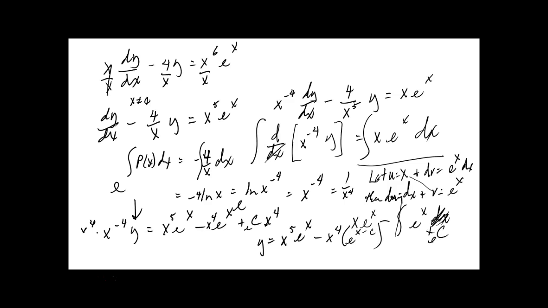Oh, there it is. Okay. No, they left it as the way I did the first time. They left it just like this. y is equal to this thing here. x to the fifth, e to the x, minus x to the fourth, e to the x, plus c, x to the fourth. Yeah. It wouldn't make any difference.